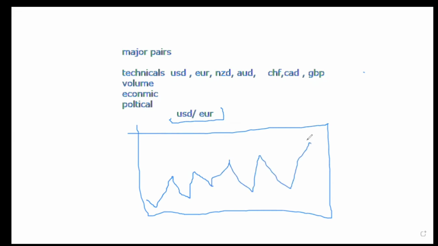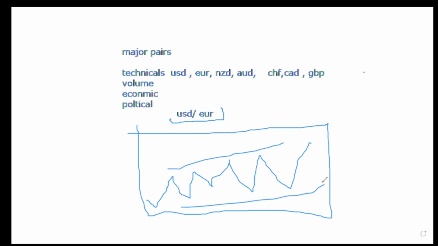Then what does it show? It shows that the USD price is going to be higher. The demand for the USD is going to be higher against the euro. The euro is making a supply zone somewhere, and the USD is making a demand zone somewhere.